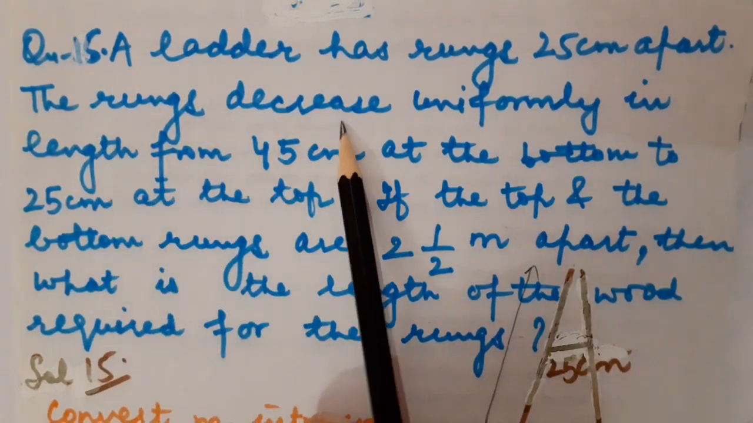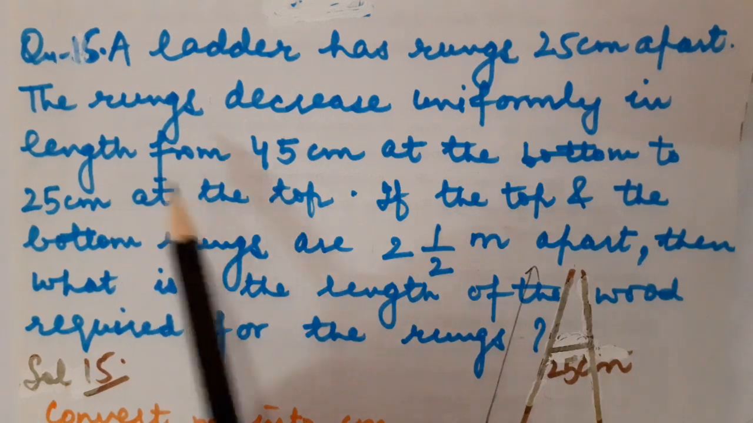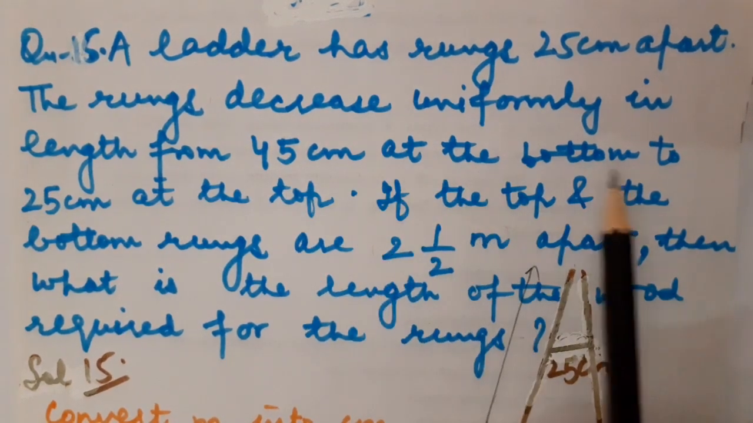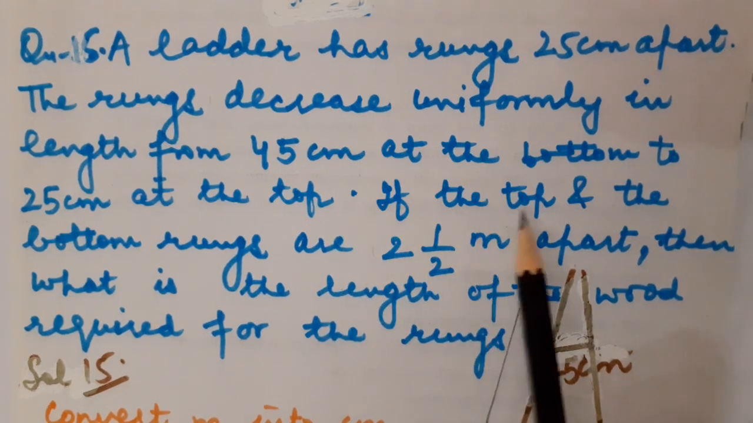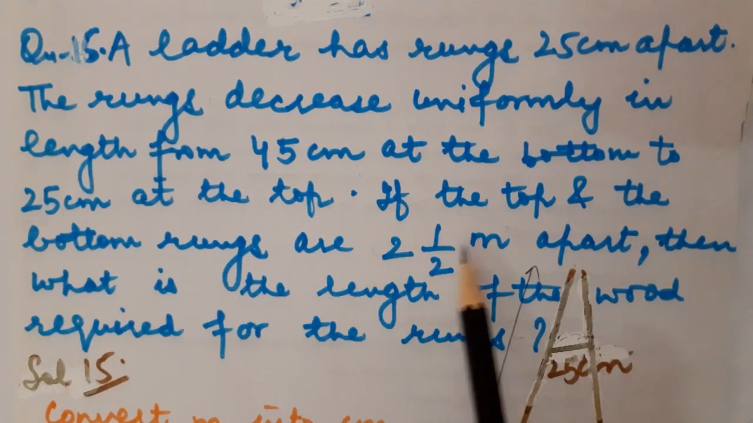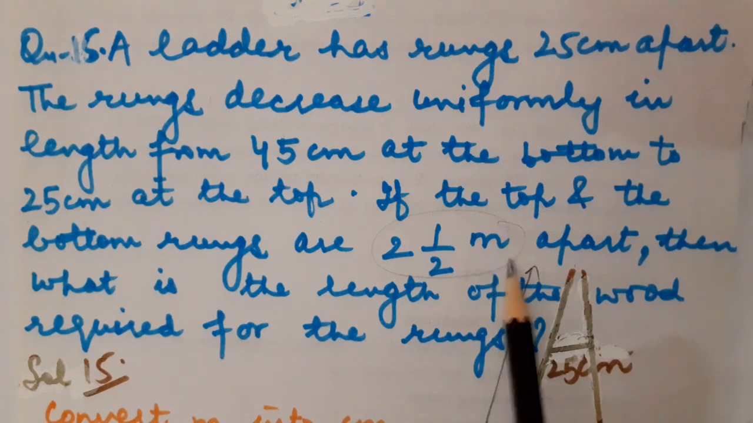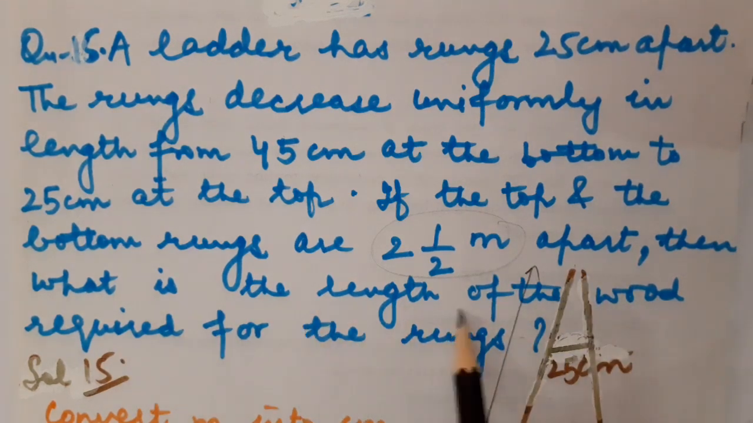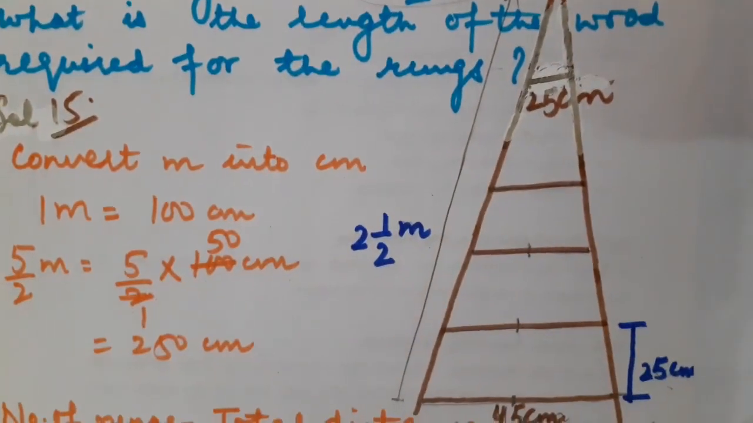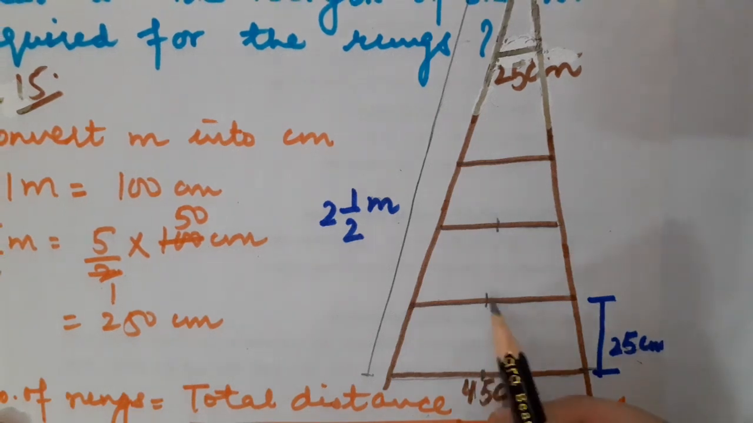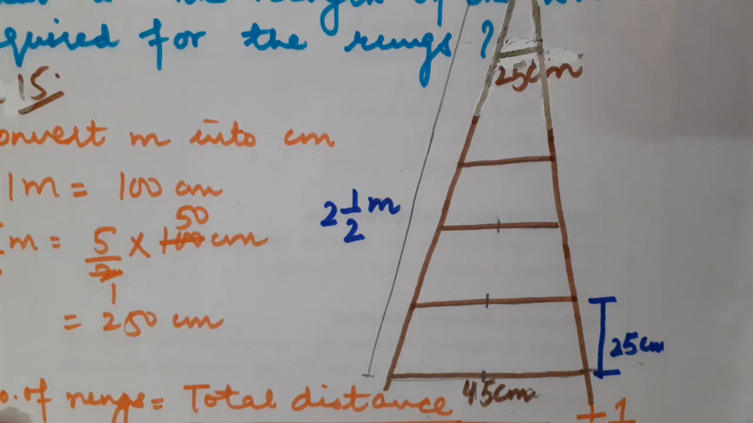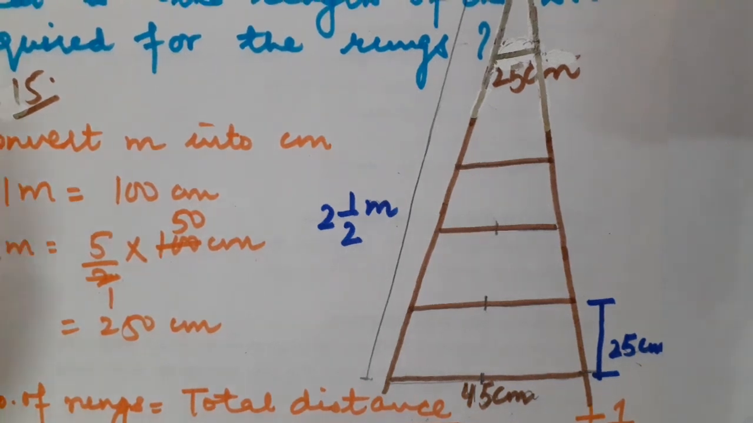The rungs decrease uniformly in length from 45 centimeter at the bottom to 25 centimeter at the top. If the top and the bottom rungs are 2 whole 1/2 meters apart, then what is the length of the wood required for the rungs? Children, here is the diagram. Please understand this question. These are the rungs basically, where a person used to keep his feet so that he can climb up.